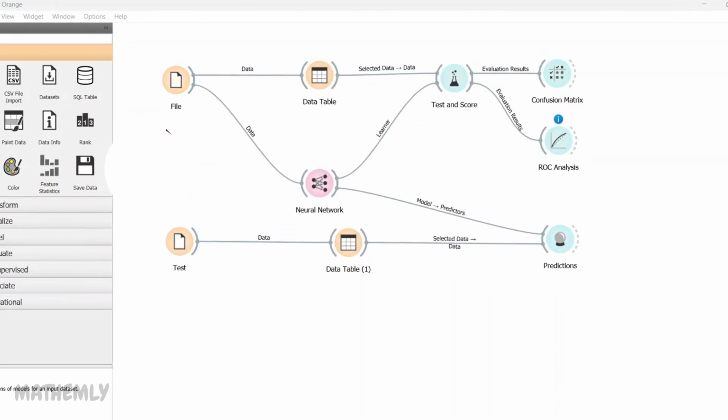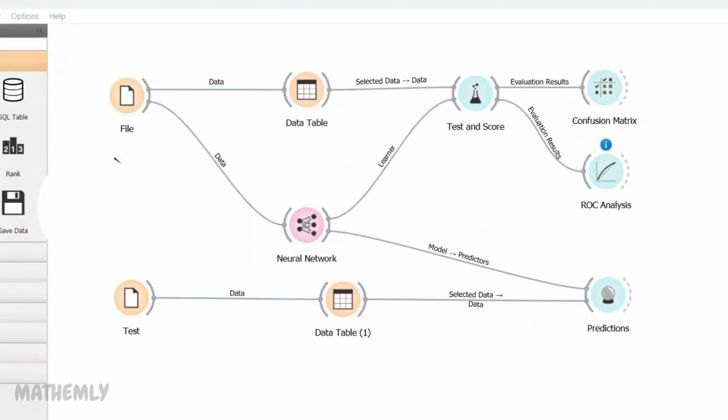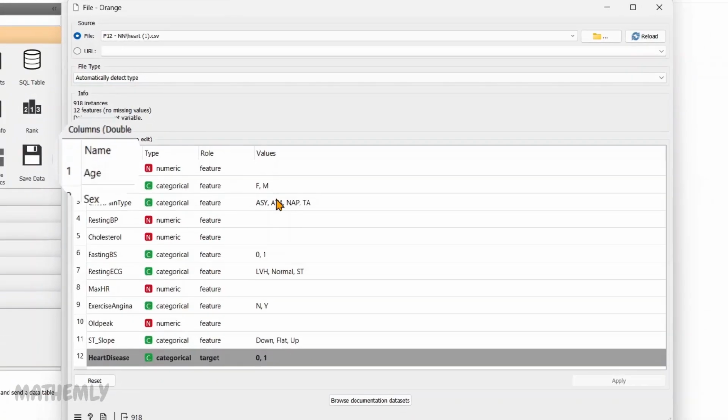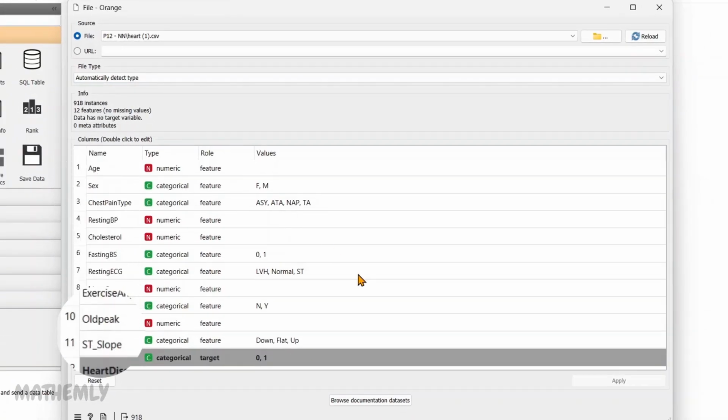Now, let's take a look at how we have set up our workflow in Orange Data Mining to perform a neural network on the heart failure dataset from Kaggle. To start, I have imported a heart failure dataset which contains clinical and personal information of patients. This dataset is often used to predict the presence or absence of heart disease using various medical attributes.